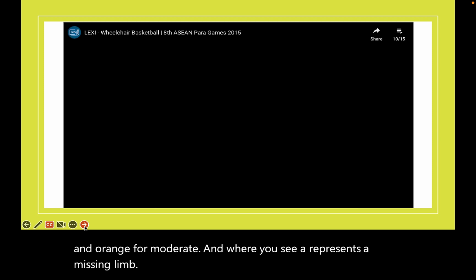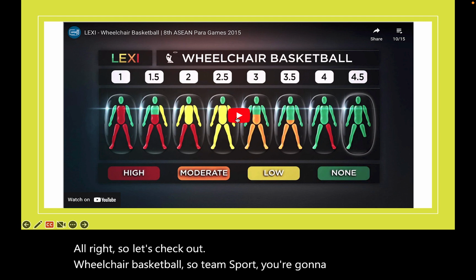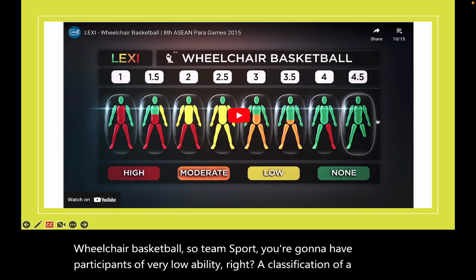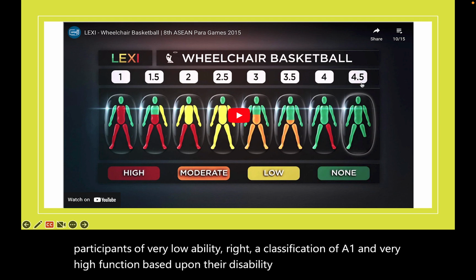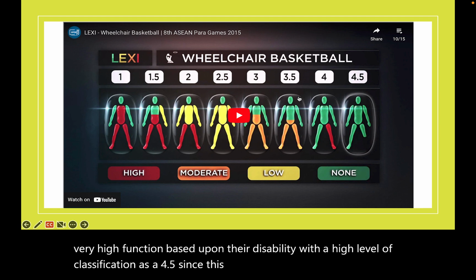All right, so let's check out wheelchair basketball. So team sport, you're going to have participants of very low ability, right? A classification of a 1, and very high function based upon their disability with a high level of classification as a 4.5. Since this is a team sport, you have to combine classes.